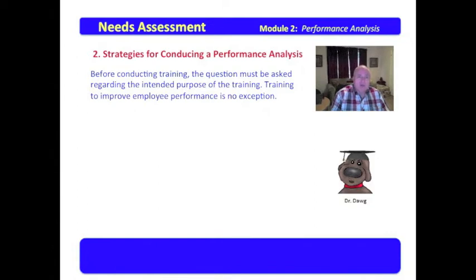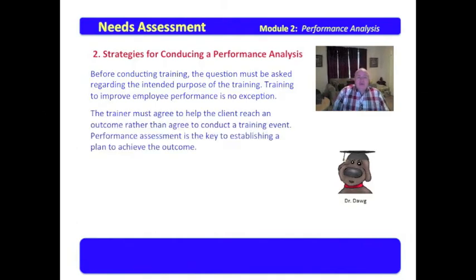There are strategies for conducting a performance analysis, and before conducting training, the question must be asked regarding the intended purpose of the training. To conduct training without knowing the purpose of the training is meaningless. Training is to improve employee performance, and if we're going to improve employee performance, we must know how the training is intended to do that. The trainer must agree to help the client reach an outcome rather than agree to conduct a training event. Again, a training event without a desired outcome is meaningless, and performance assessment is the key to establish a plan to achieve that outcome.